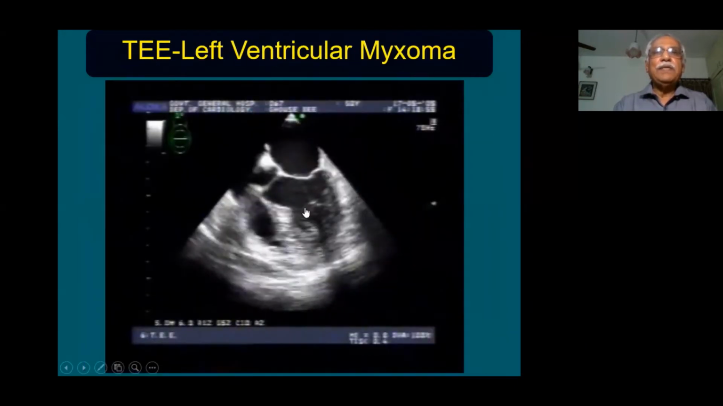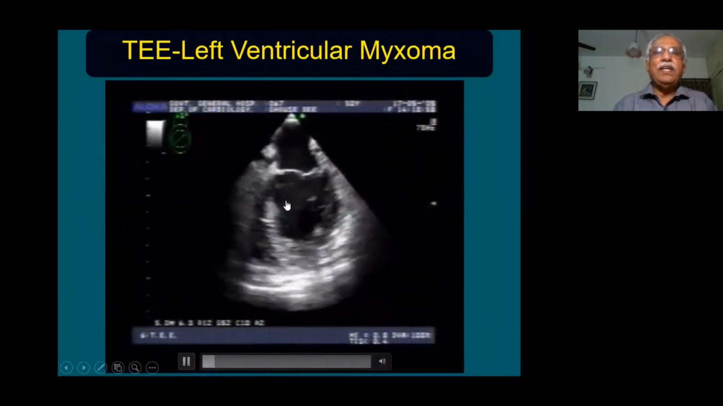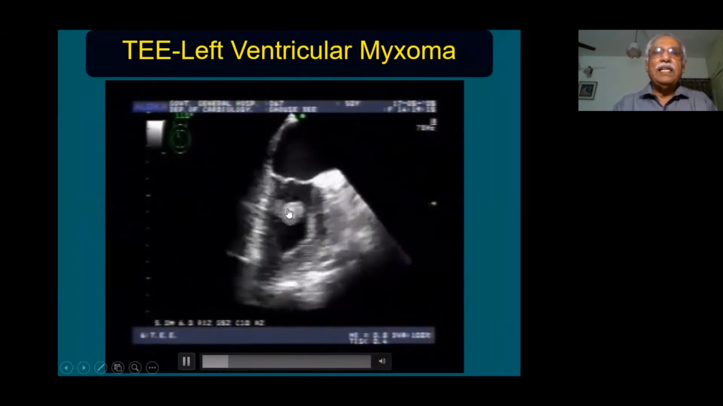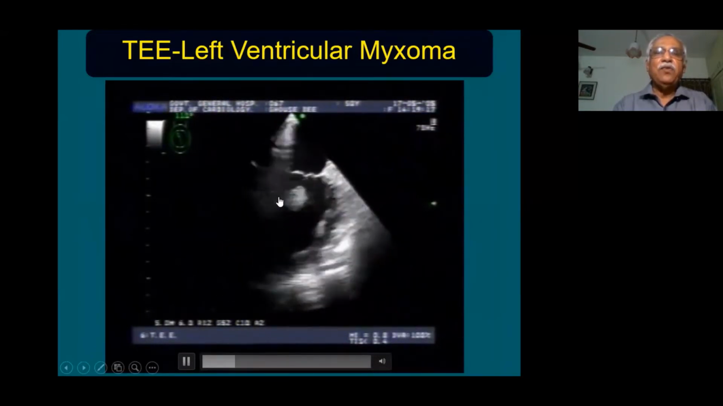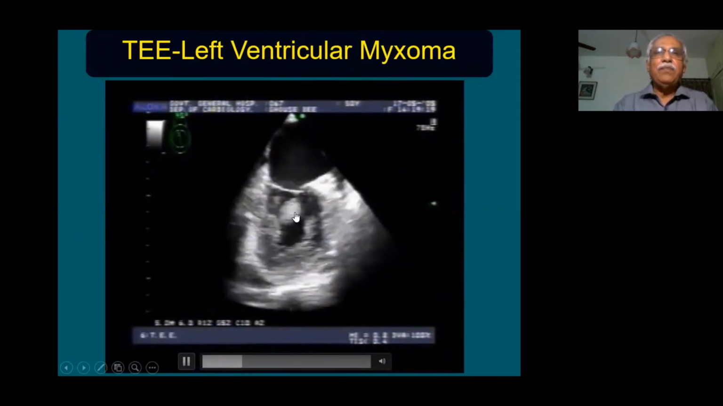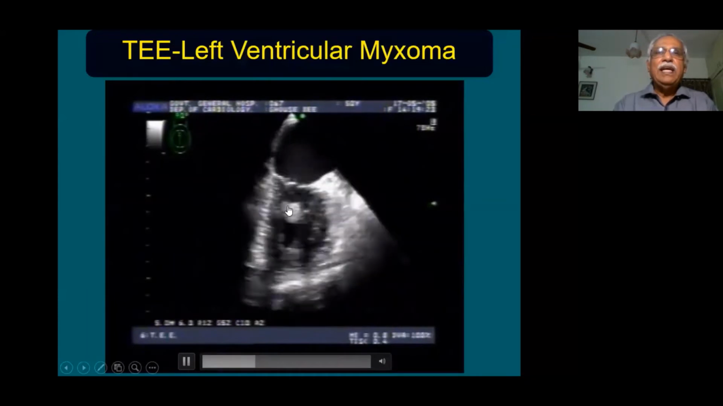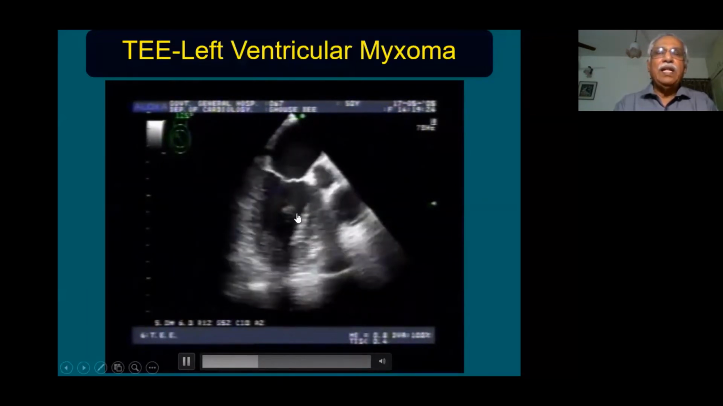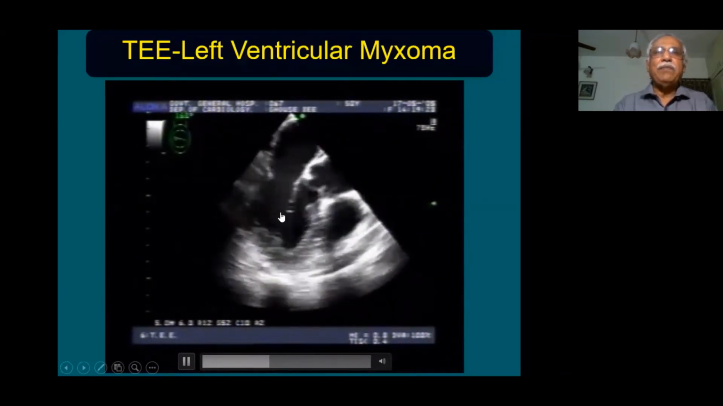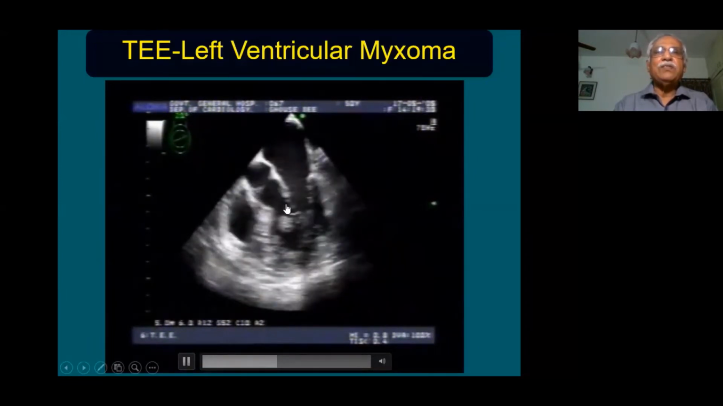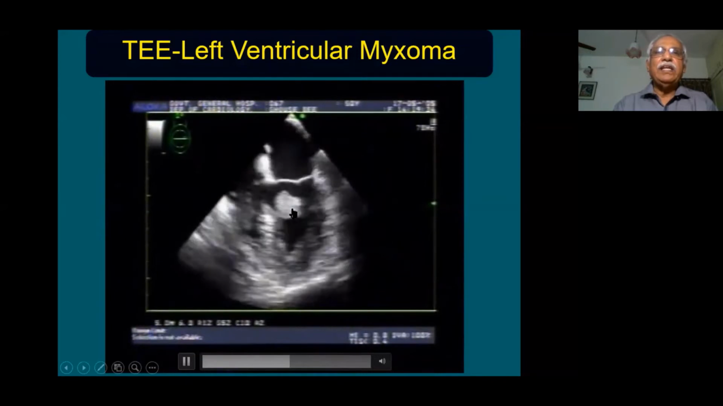There's another mass which is present inside the left ventricle. It is attached to the anterior wall of the left ventricle and it is extending into the left ventricular outflow tract. It is actually highly mobile. It is attached by a thin stalk and it is very highly mobile. It can anytime get embolized, a small portion can get embolized. And this patient was operated and this was found to be a left ventricular myxoma.